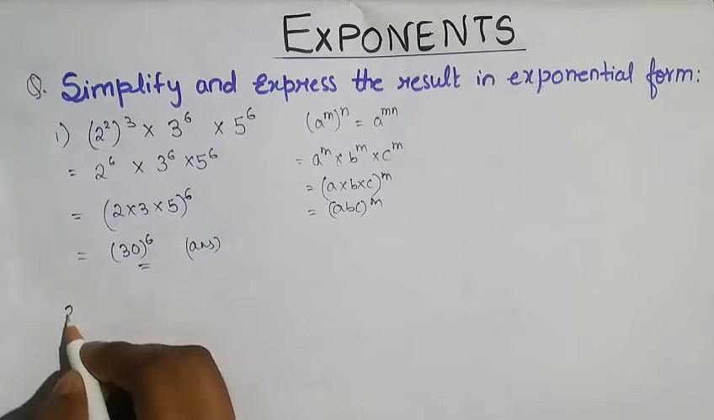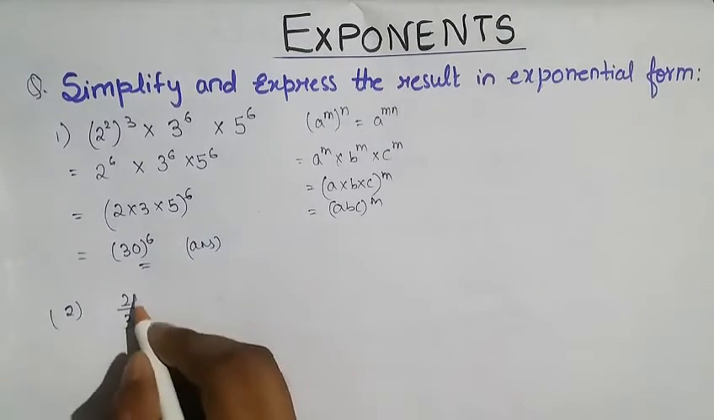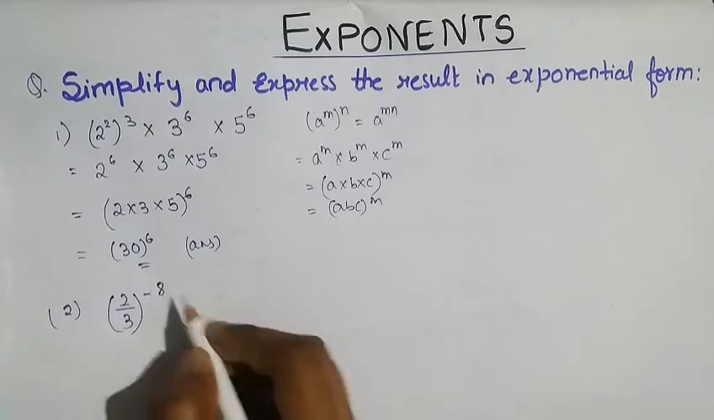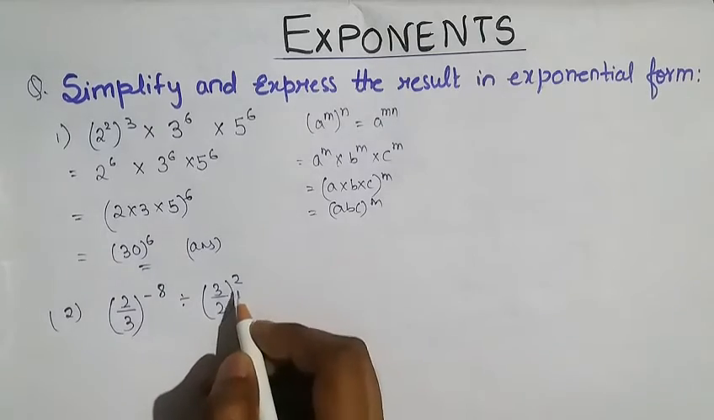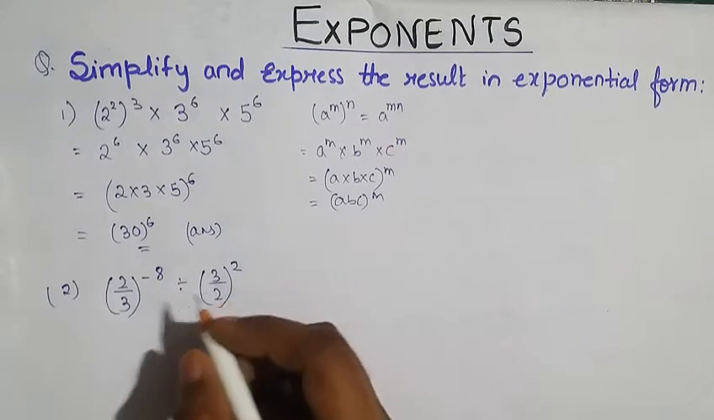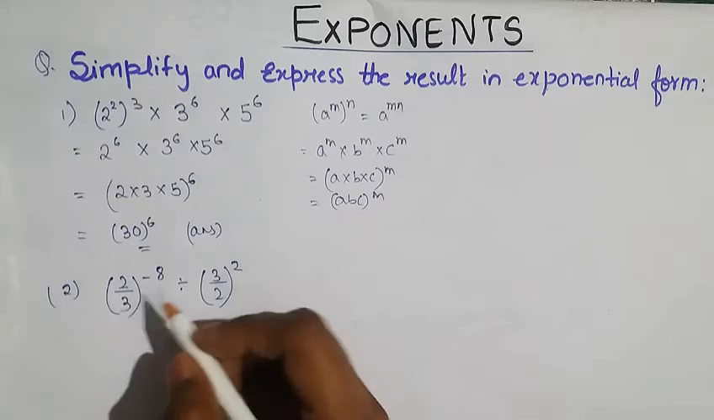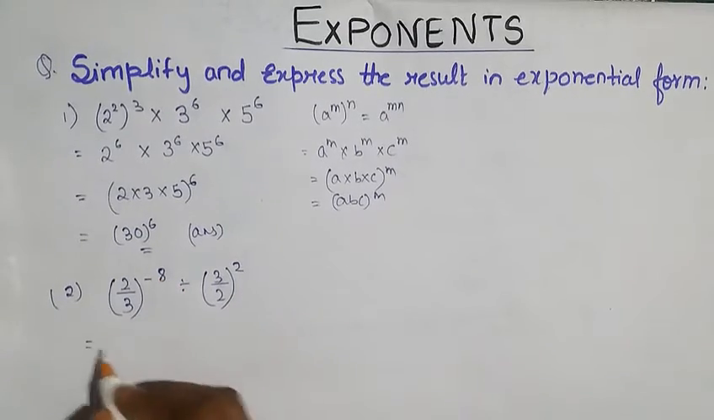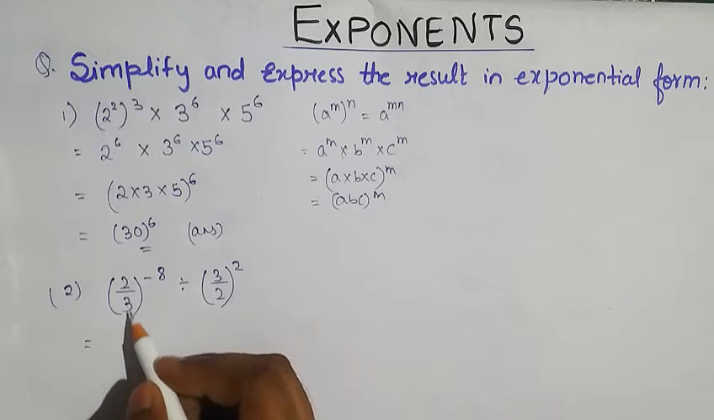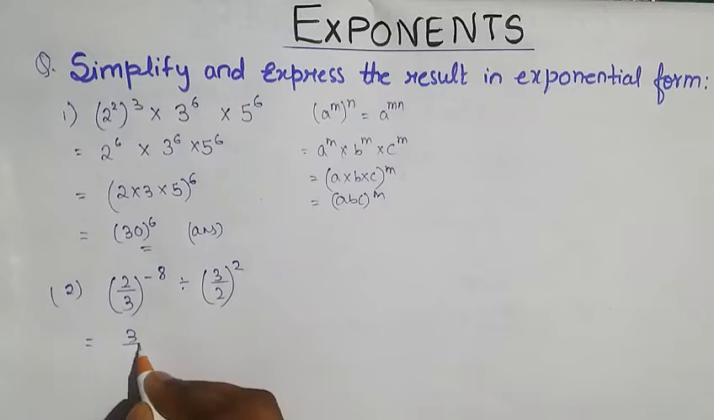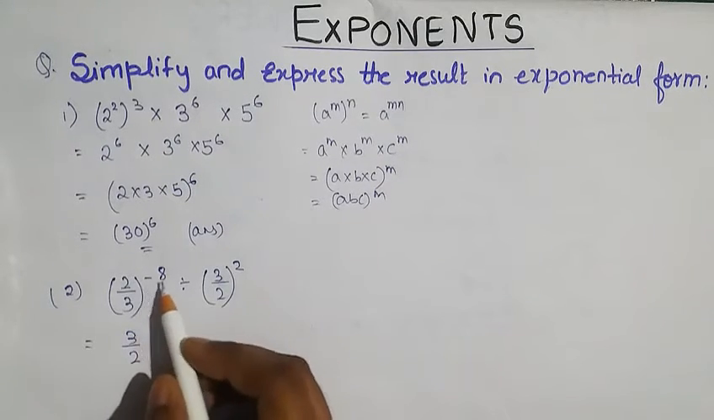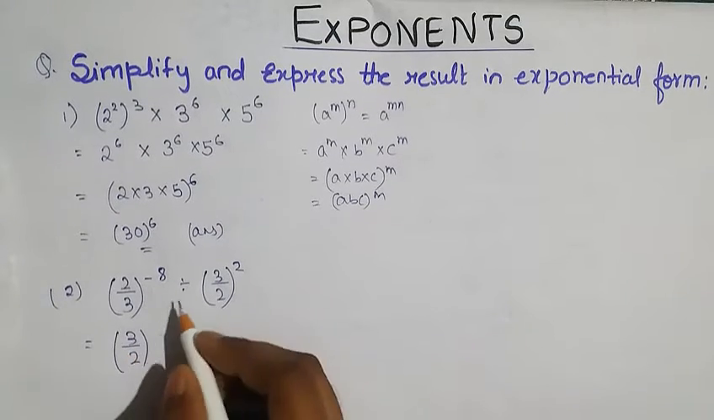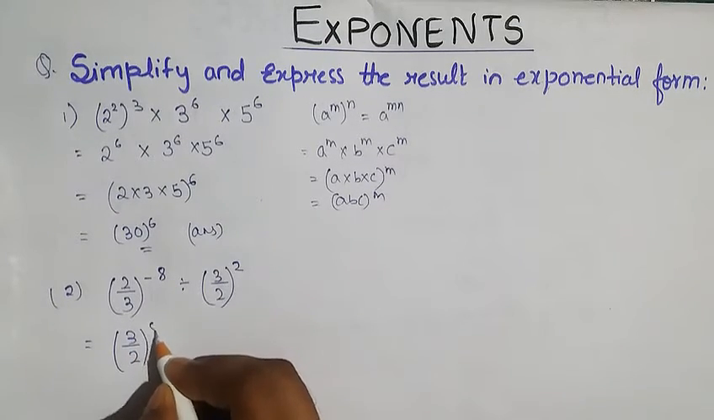So let's move on to the next question, which is 2 upon 3 whole to the power minus 8 divided by 3 upon 2 whole to the power 2. Now remember I told you that if you have a number in fraction and the exponent is negative, what we will do is we will reciprocate the two numbers. We will change the places of the numerator and denominator. So this can be written as 3 upon 2. This 3 will go up and this 2 will come down, since the exponent is negative, and we will write the exponent in positive.